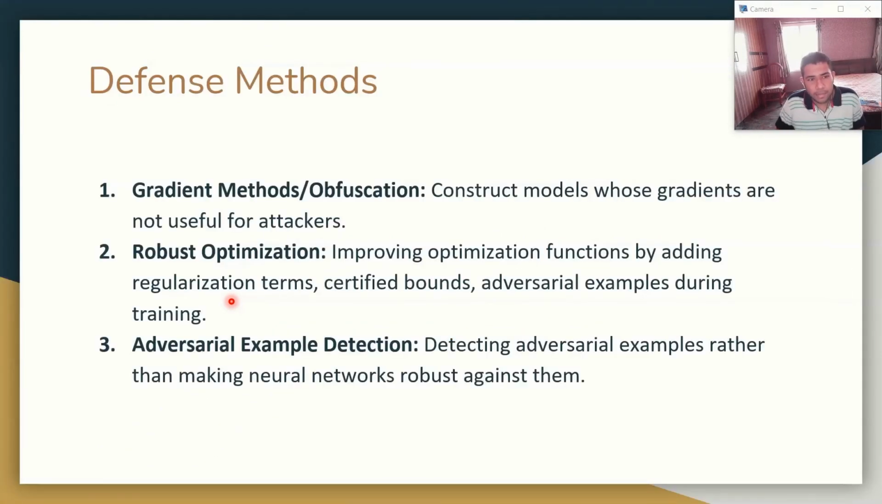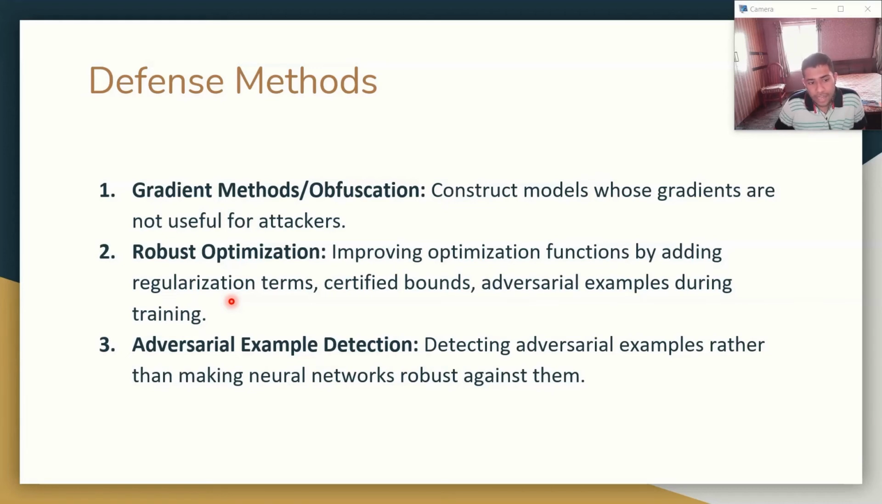So there are three popular defense methods. The first one being gradient methods / obfuscation. In this method, what we basically do is we construct models whose gradients are not useful for attackers. So this is a way of defending the model against adversarial attacks. In this case, the model's loss function is smooth around the neighborhood of the input.